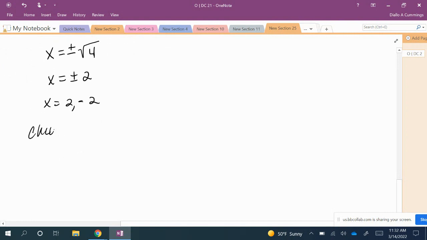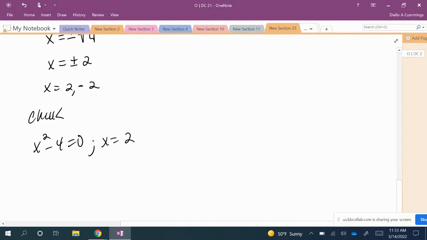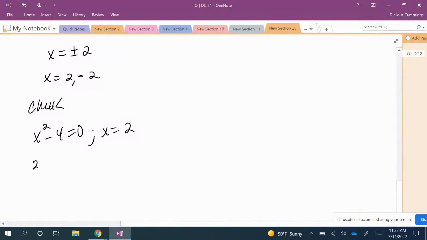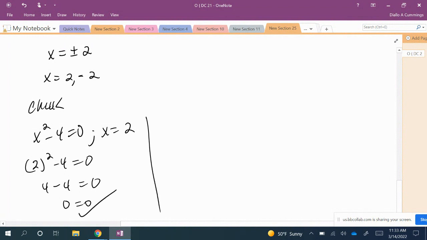Right, so in order to check, I'm going to go back to the original equation, x squared minus 4 equal to 0. Okay, keep in mind we can only substitute one number at a time. All right, so first I'm going to substitute x for 2. All right, 2 squared is 4. 4 minus 4 is 0. So in fact, both sides are equal.